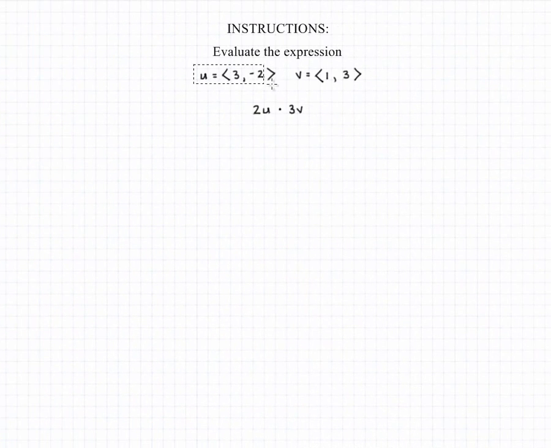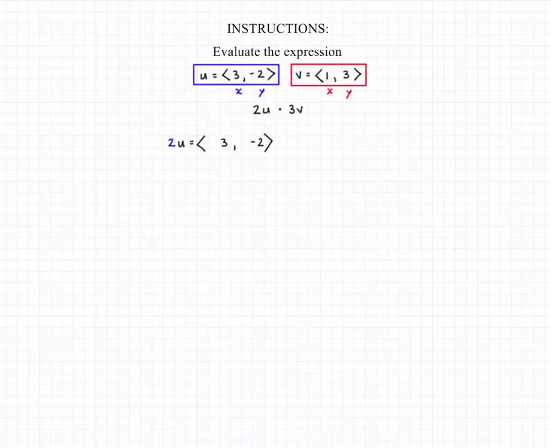In order to calculate the dot product of vector 2u and vector 3v, we first have to calculate each of those vectors individually based off the vectors that were given in the problem. So to calculate vector 2u, we're going to take the vector u and multiply it by the constant 2. And the way that we do that in terms of coordinates is to distribute that 2 through and multiply the constant by each of the coordinates.